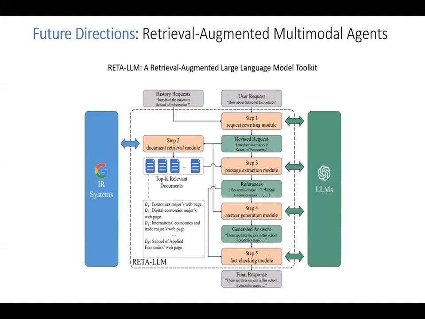And the second direction is retrieval-augmented multimodal agents. This is inspired by the retrieval-augmented large language model. For instance, if we have a database with product image and price pairs, can a multimodal agent retrieve the corresponding price when prompted with a product image?